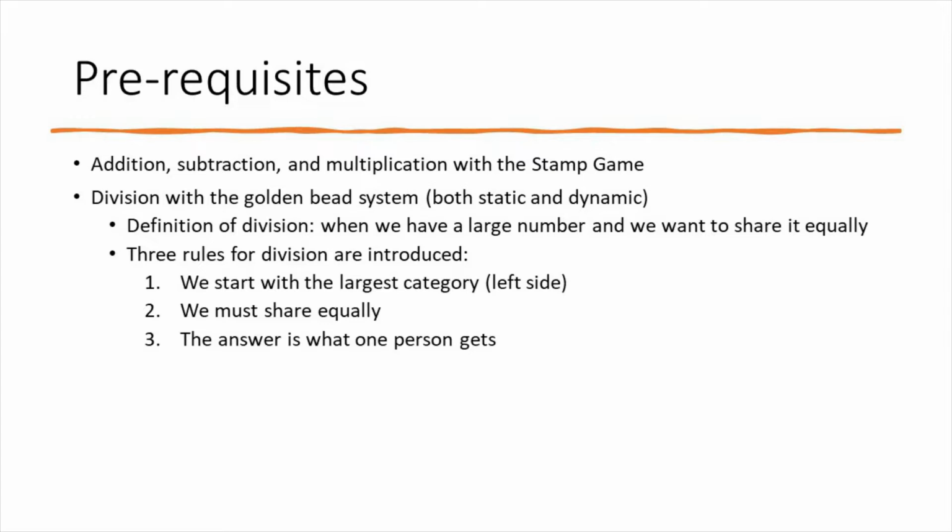So first of all, the prerequisites. What has the child done before they get to division with the stamp game? And of course, the first thing to say is they've done addition, subtraction, and multiplication with the stamp game. Now, before they do division with the stamp game, they've done division with another material in the classroom. What material is that? That is the golden bead system, and they have done both static and dynamic division, short division, with the golden beads around the age of 4.